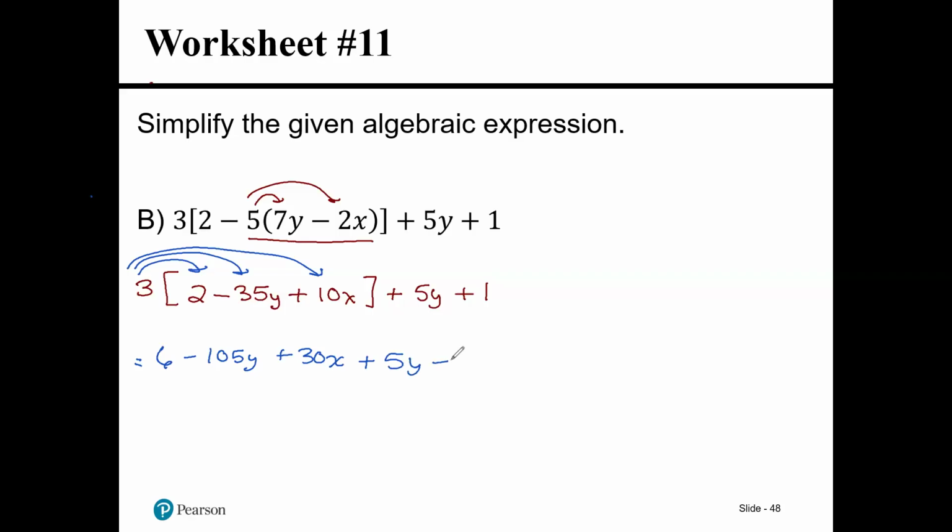Plus 5y plus 1. Now if I do my like terms, the x doesn't have another x, which is okay. The y, we do have 2 with a y in them. So negative 105y plus 5y. And then we do have 2 constants. We have the 6 and we have the 1. So we're going to have 30x minus 105 plus 5 y's. That means we have negative 100 y's. 6 plus 1 is plus 7.